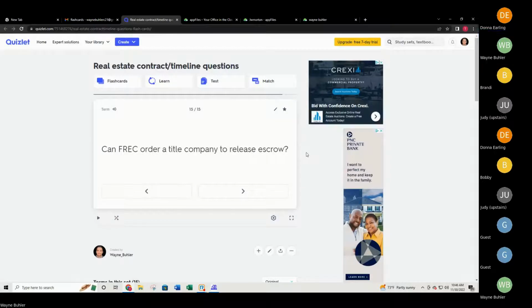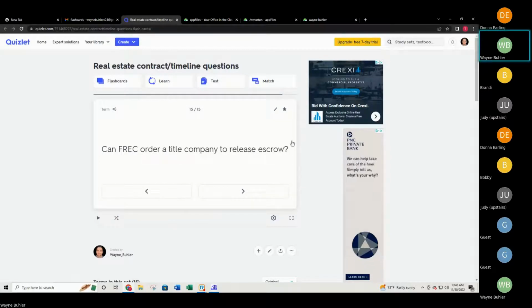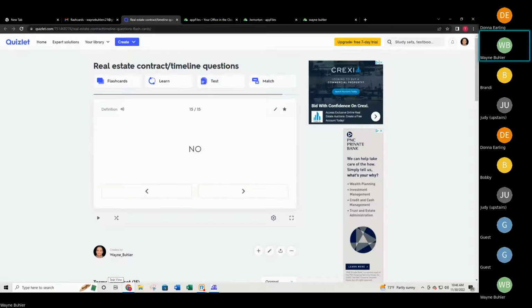Can a broker order a title company to release escrow? And again, I've already shared this answer, but we'll go back over it. No. And again, I guess I should be more clear. Yes, if the broker is holding the escrow, but for the sake of this question, it was if the title company is holding it. So, which it does say title company.